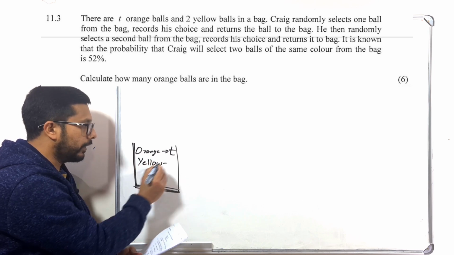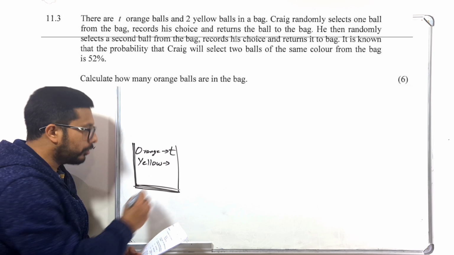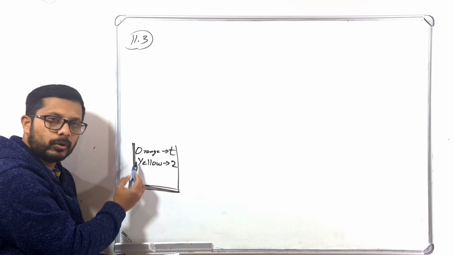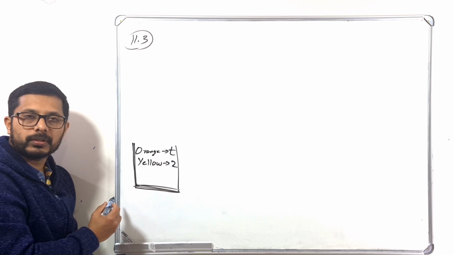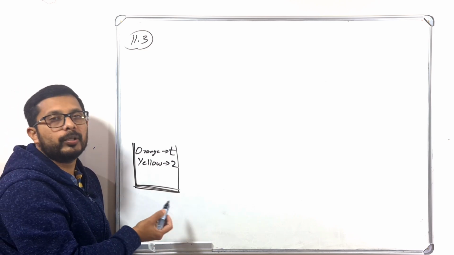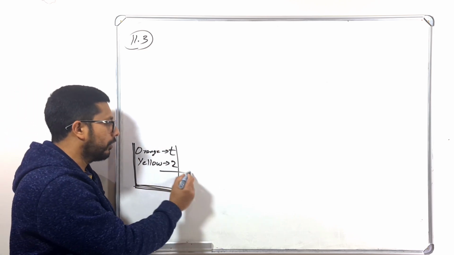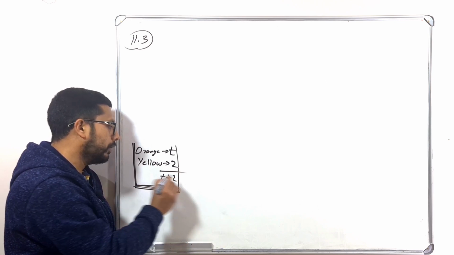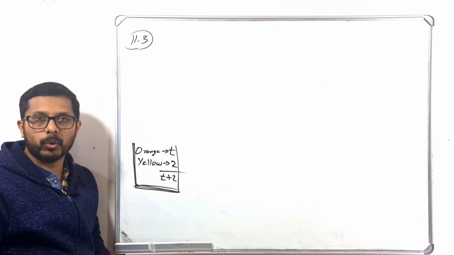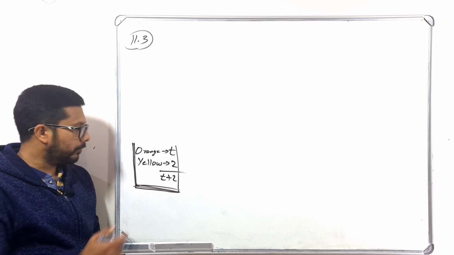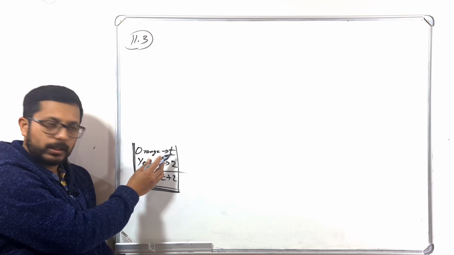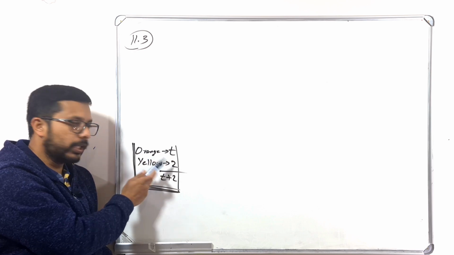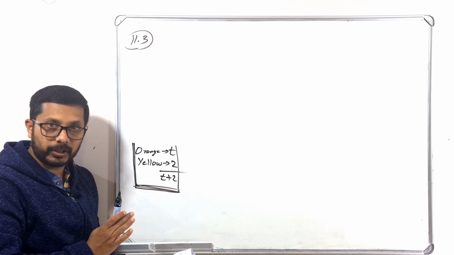How many yellow balls are there? There are 2 yellow balls. So 2 orange balls and 2 yellow balls. So can you say total how many balls in this bag? Of course, T plus 2. Am I right? Total there are T plus 2 balls. Do you understand? Because orange ball T and yellow ball 2. So total number of balls is T plus 2. Is it fine up to there?